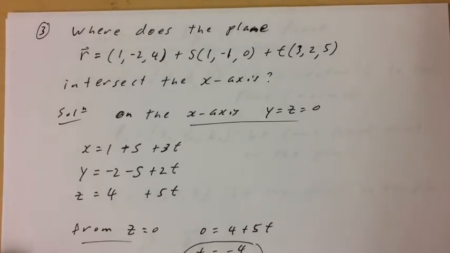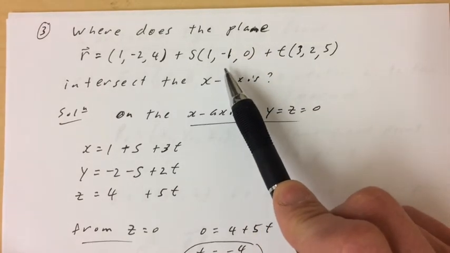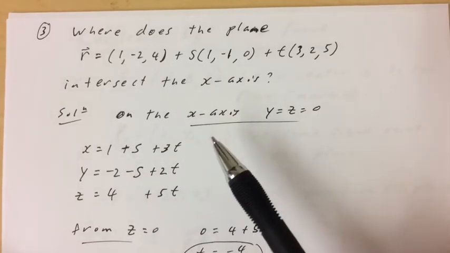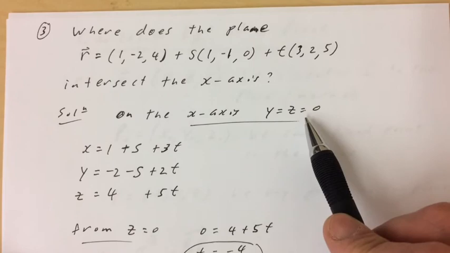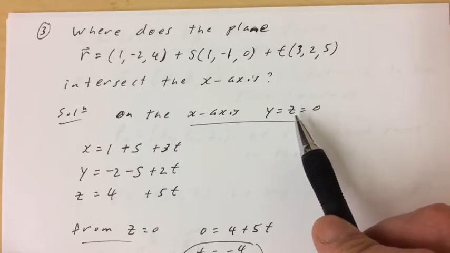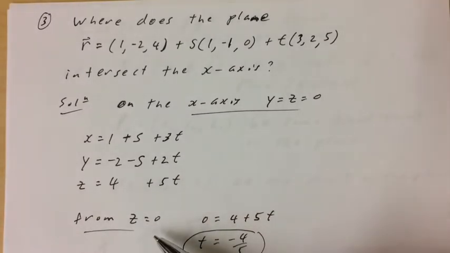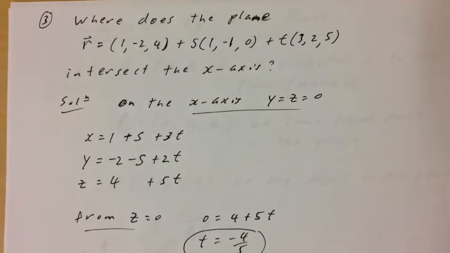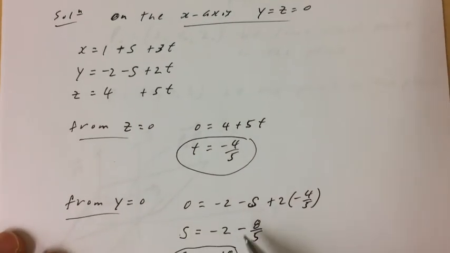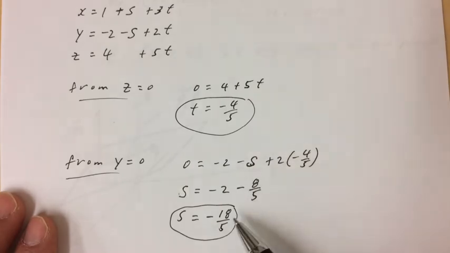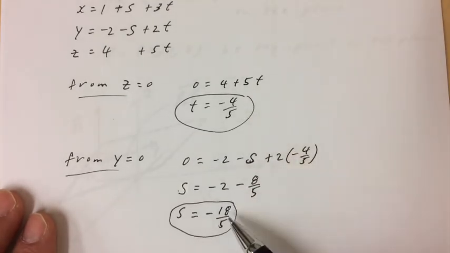Okay, and a third example is where does this plane intersect the x-axis? Well, a solution for that is on the x-axis, y and z equals 0. So if we know y and z equals 0, then we can just set those 2 equations equal to 0 and solve for s and t, 2 equations, 2 unknowns. Okay, so we set z equal to 0, and we can immediately solve for t because there's no s in it. Set y equal to 0, okay, and we can sub in the t value, and then we can solve for s. We solve for s and t.